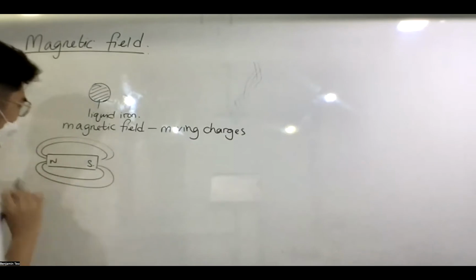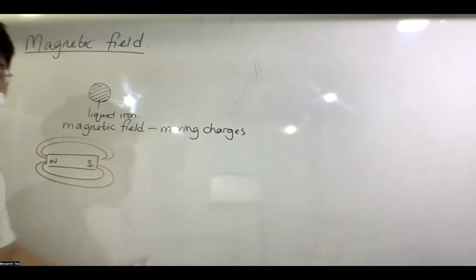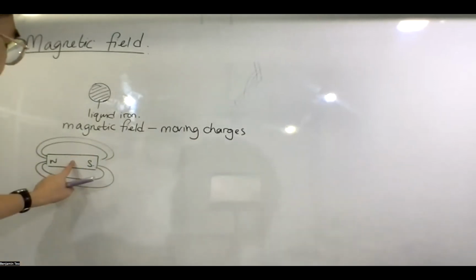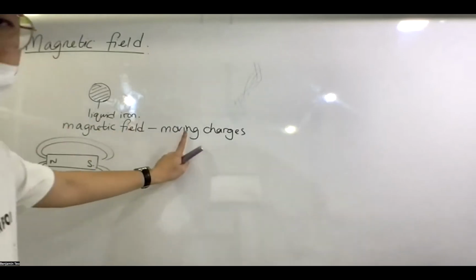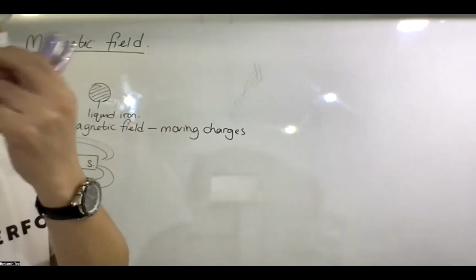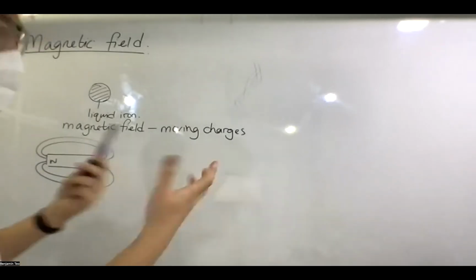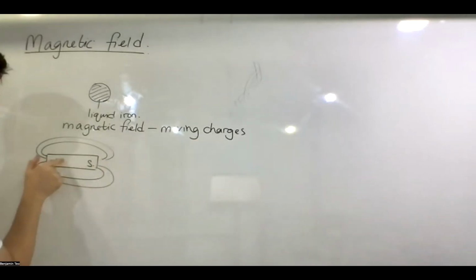So what creates this field? Again, it is moving charges. So maybe you ask, are you suggesting that this magnet is a moving charge? Because it has magnetic field, right? The answer is yes. Magnet is actually made of moving charges. Magnet is just a general term, but the real reason why it has magnetic field is because of what is inside the magnet.